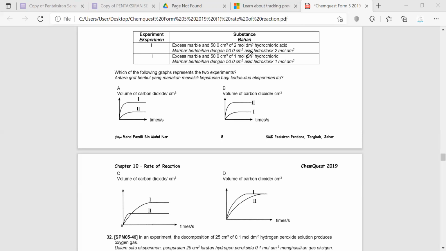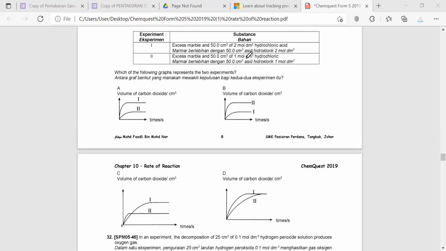First check if it's the size of the reactant, because this one is marble, so both have marble. The first one has 0.25 mole of hydrochloric acid, and the second one is 0.1. So 2 for this one and 1 for this one.